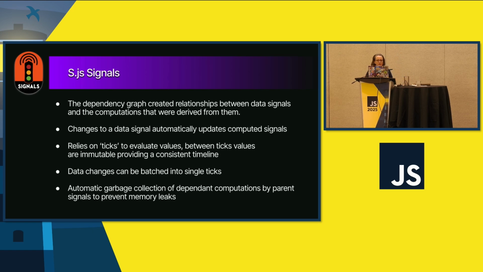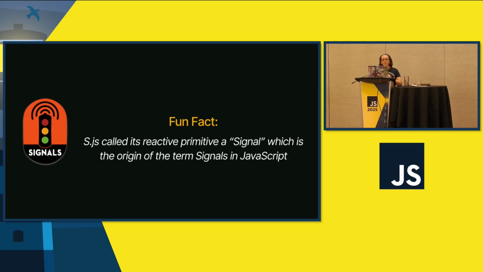It also did automatic garbage collection of dependent computations by the parent signal. So the parent owns all of its children, all of its dependents, to handle the garbage collection. But a fun fact is that it called its reactive primitive a signal, and that's the origin of the term signal in JavaScript.